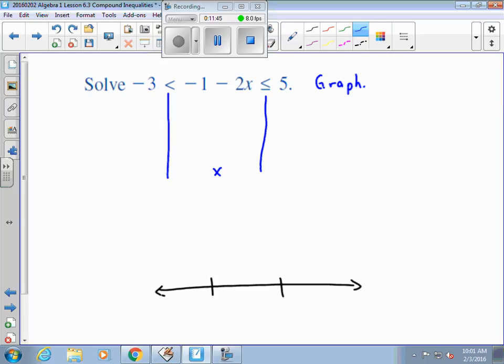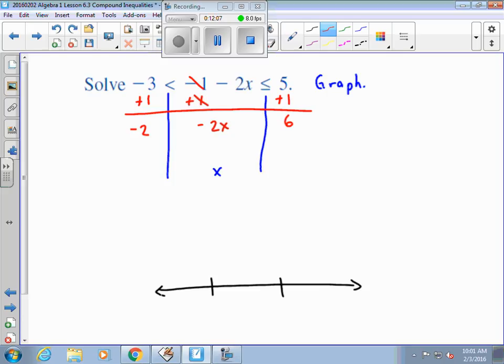Remember, you're following your order of operations in reverse, just like equations. Undo -1 in the middle by adding 1. If you add it there, add it to the left and the right. Add it to all three portions. -3 plus 1 is -2. This cancels this. -2x is still in the middle. Don't lose the negative. 5 plus 1 is 6.